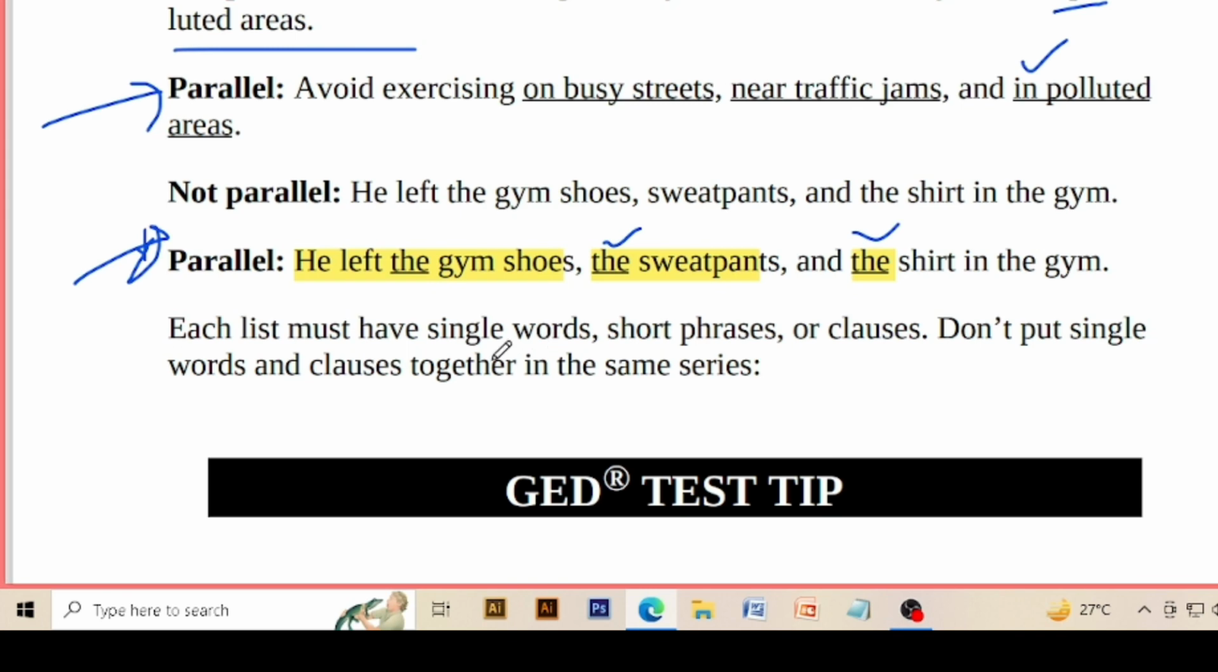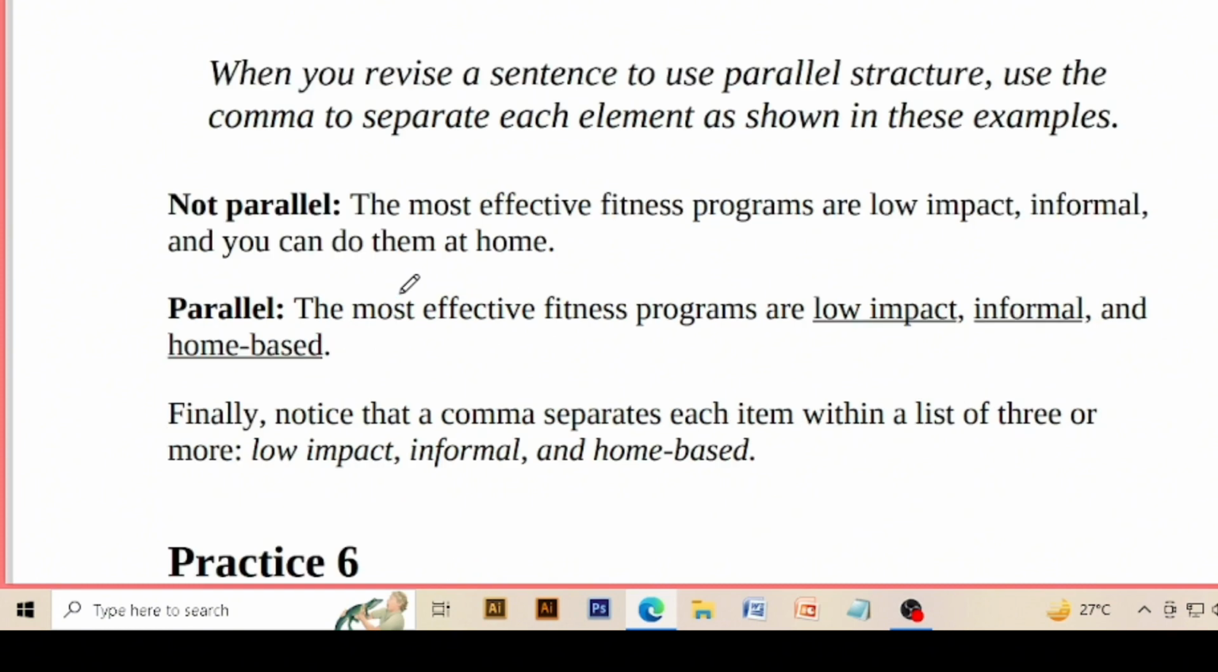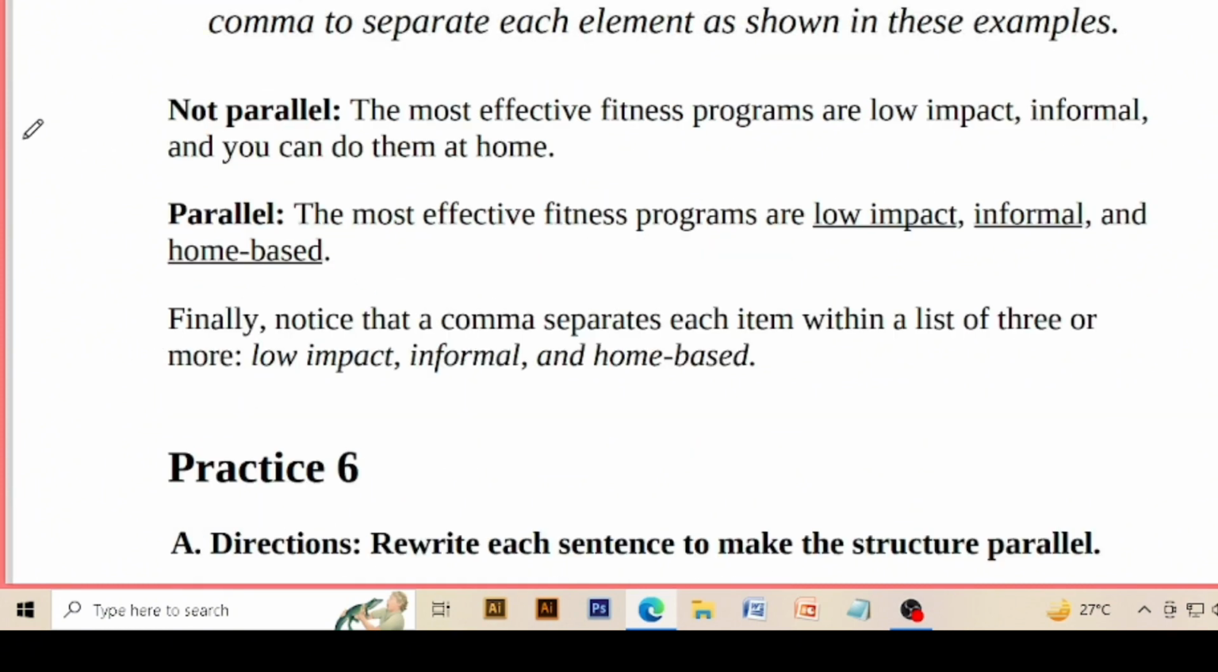Each list must have single words, short phrases, or clauses. Don't put a single word and a clause together in the same series. When you revise a sentence to use parallel structure, use a comma to separate each element as shown in the example. So, if a comma is separate, okay. Last example. The most effective fitness programs are low impact, informal, and you can do them at home.